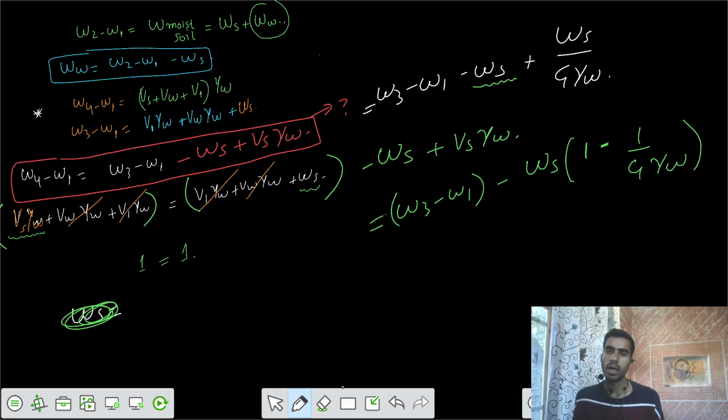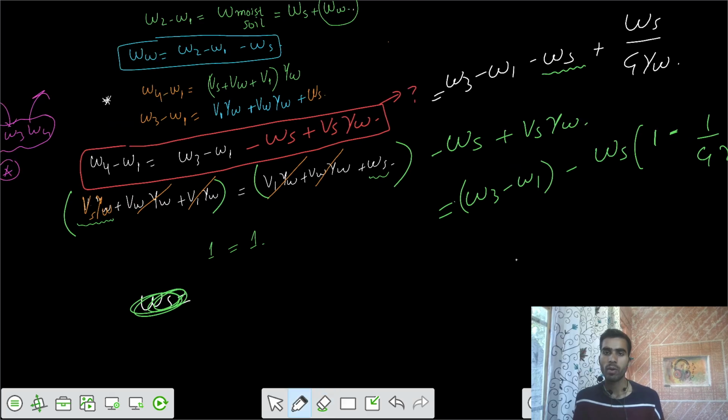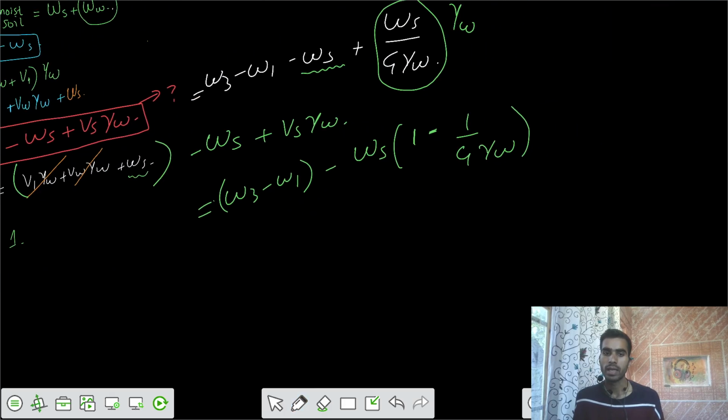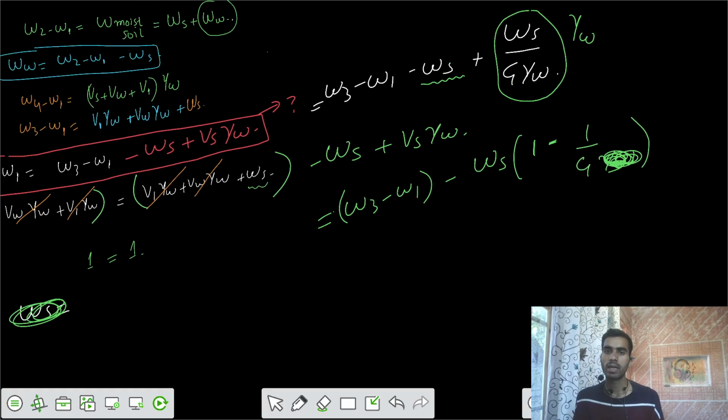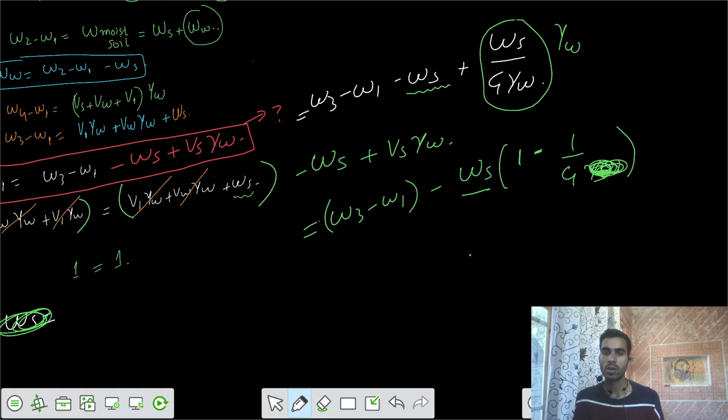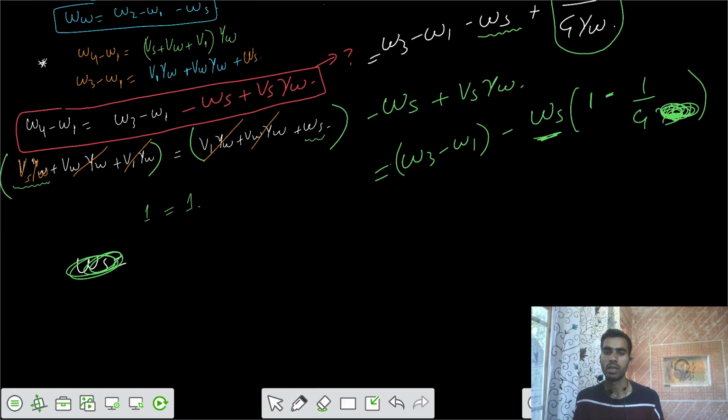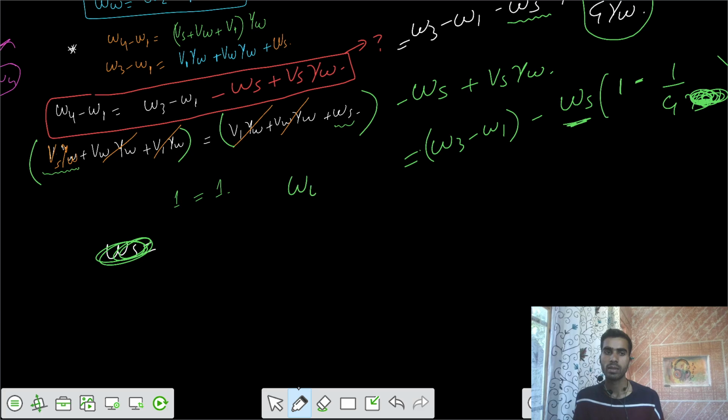Actually, there was one more part. This is actually only the volume of solids, but our equation is volume of solids times gamma W. So we have to multiply by gamma W also, such that it gets cancelled. This gamma W gets cancelled. So now you are left with minus weight of solids, common outside, 1 minus 1 by G. So this part is left, and this is equal to W4 minus W1.